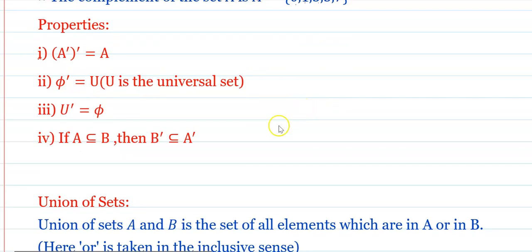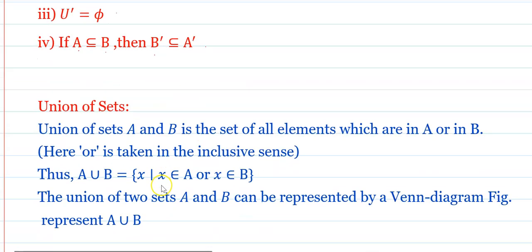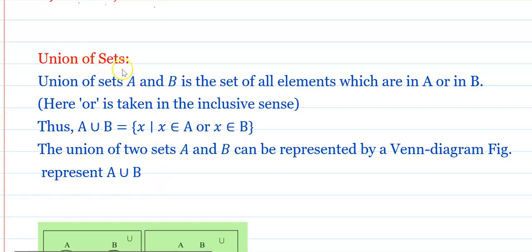Now the properties. Complement of a complement is the original set. Complement of phi is U, where U is the universal set. Complement of U is phi. If A is a subset of B, then the complement of B is also a subset of the complement of A. Okay. Now the next. Union of sets.